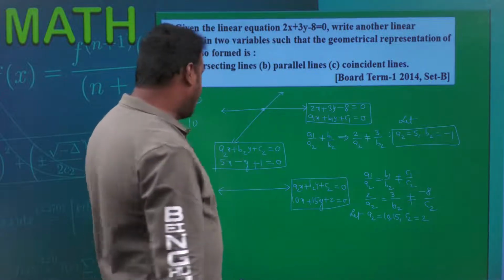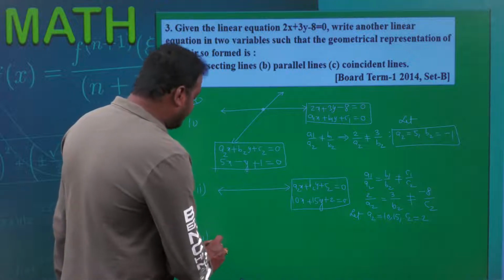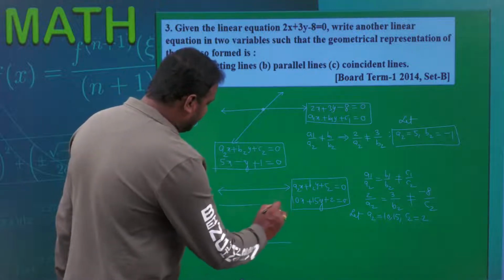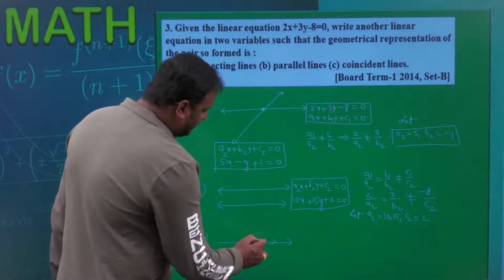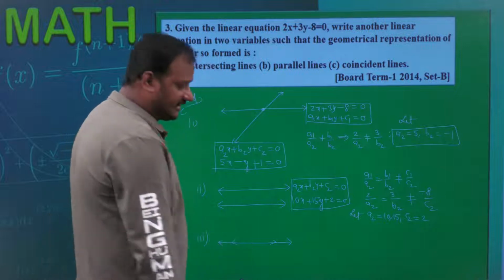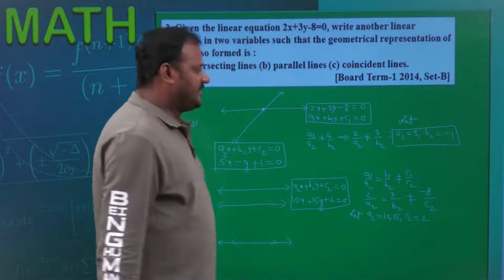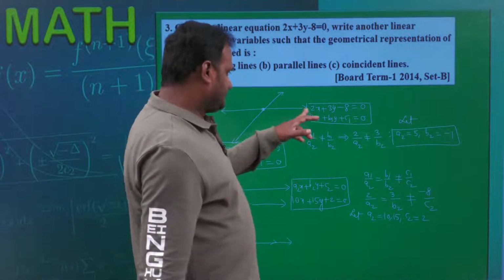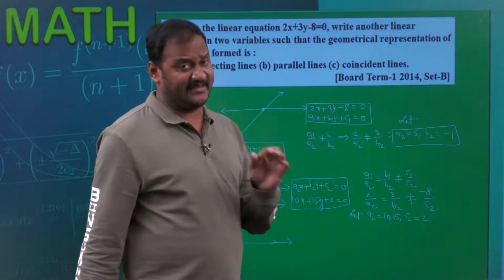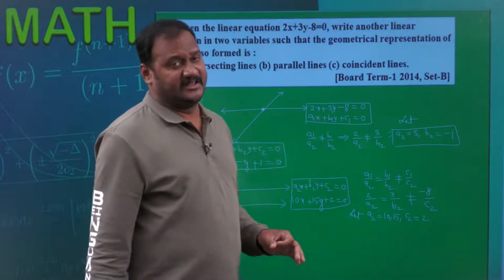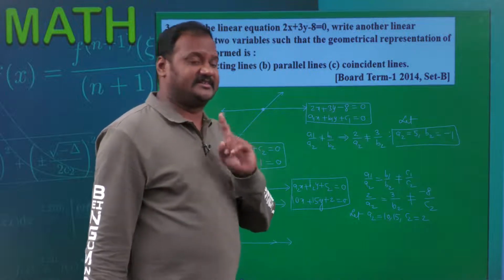You understand? And now coming to the third one. What is the third one? They are coincident lines. So these are parallel lines, right? So these are coincident lines. It means the first line should lie on the second line. Okay? So in order to find the coincident lines, you do one thing: multiply every single coefficient of the equation by one non-zero constant, every single term.